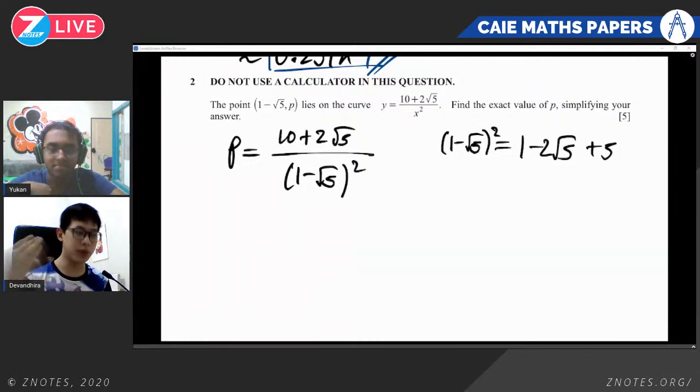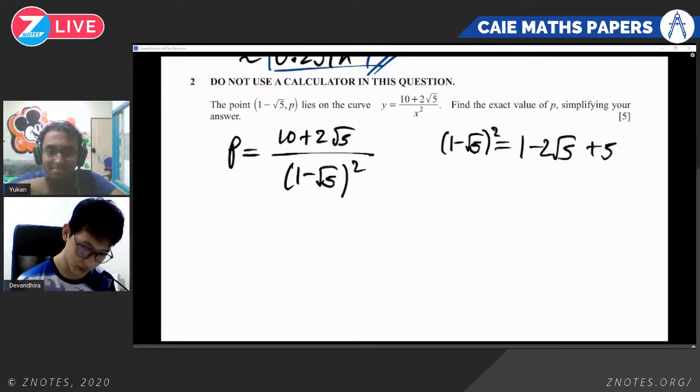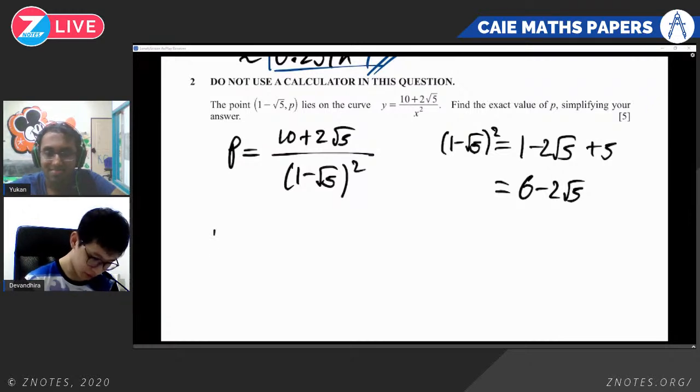The negative becomes positive, and the root got cancelled. Okay, we can just simplify a bit more. We have 6 minus 2 root 5. Not a bad thing.